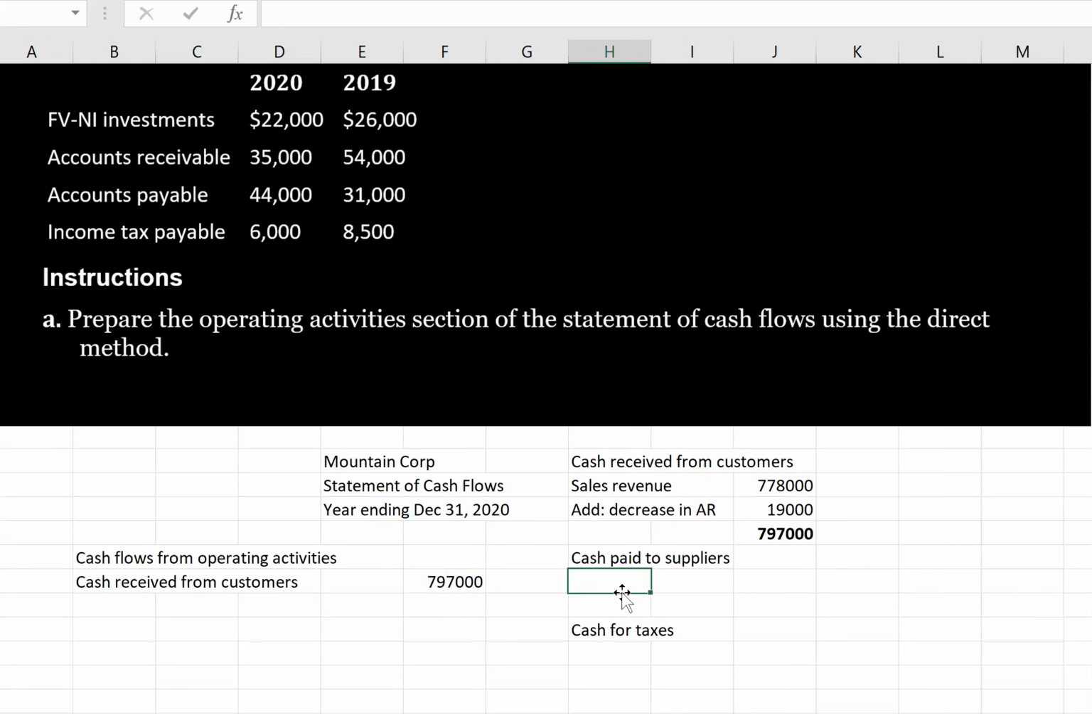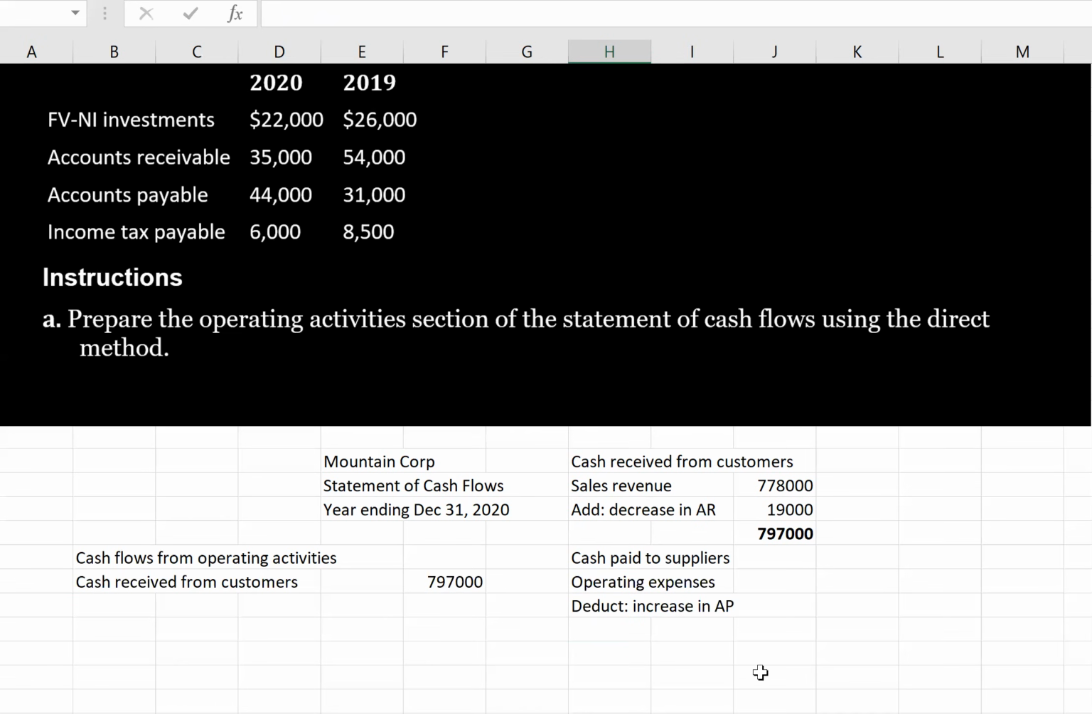So now cash paid to suppliers. We're going to start here with operating expenses. And then we are going to look for the change in accounts payable. So we're going to deduct an increase in accounts payable. And let's see if it's actually increased. Why would we deduct an increase in accounts payable? Well, an increase in accounts payable means that we've paid less. So we're going to reduce the cash outflow that we've made to suppliers because we have taken on more credit with other people. So we've paid out less cash. So let's see what that looks like.